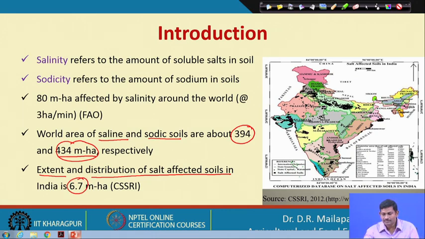If you see this Indian map, wherever there are black strips, these lands are affected with salinity. These patches, here and here, where the black spots are, all show the affected lands in India.